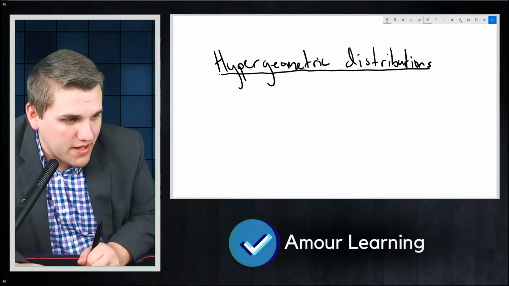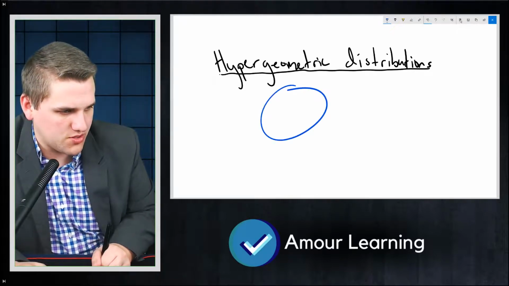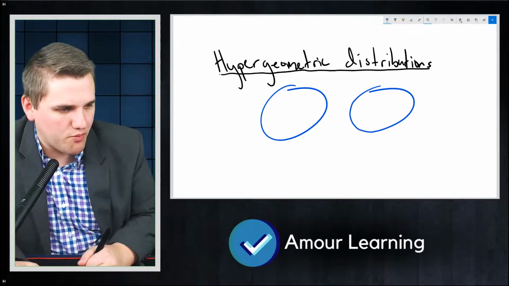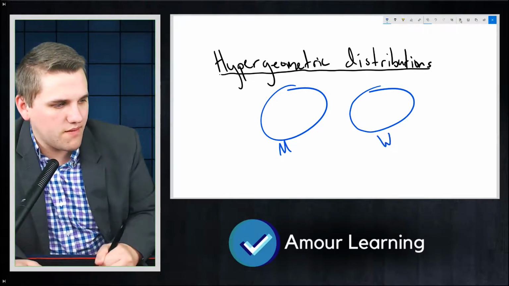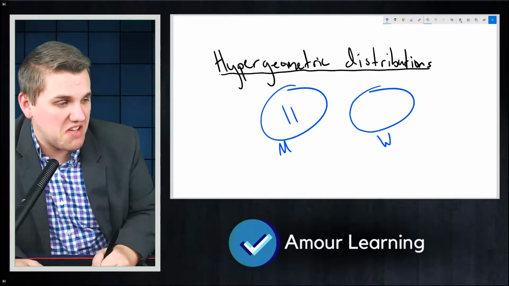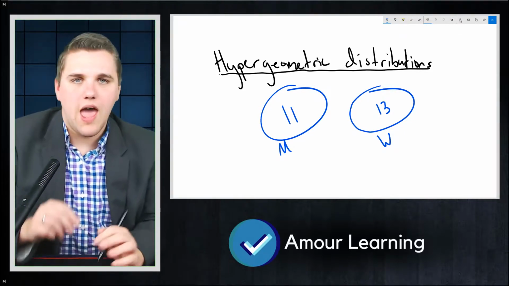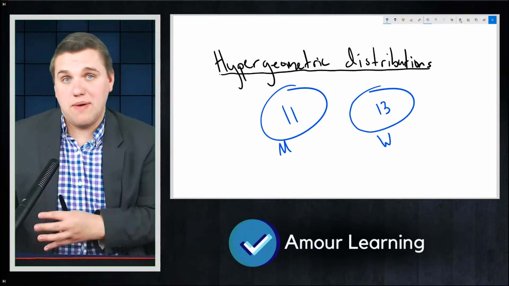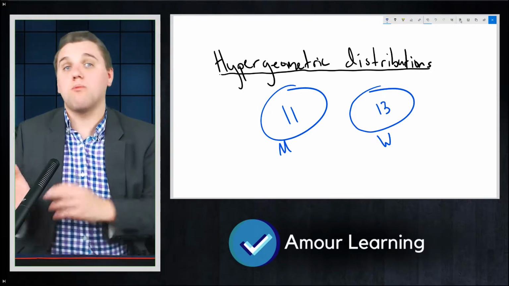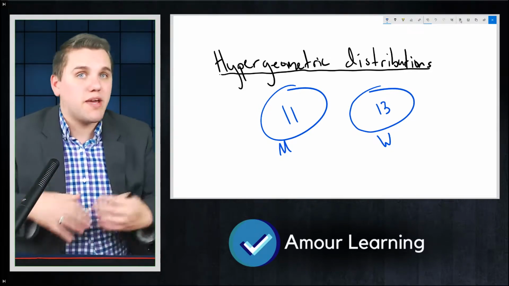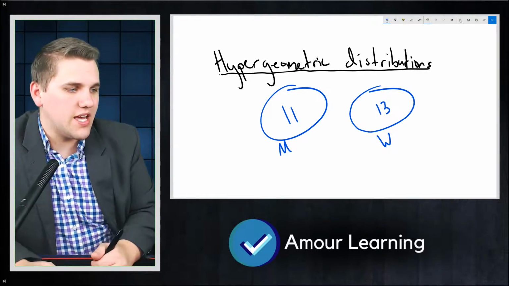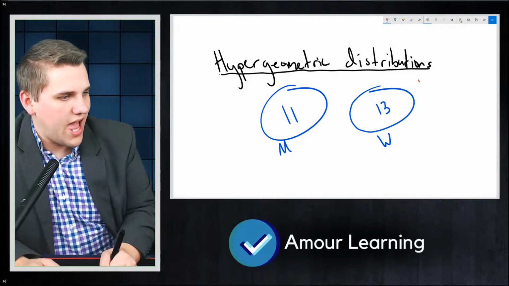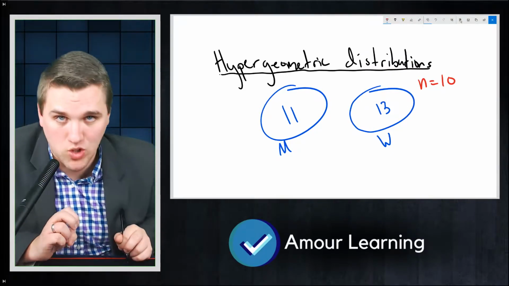hypergeometric experiments, we have two groups. Now, these two groups are separate from each other. Maybe we have a group of men and women. Let's say we have, for example, 11 men and 13 women. And the idea is we're going to pick some people from each group. Now, we might pick men, we might pick women. In this case, we are more likely to pick women than men because we have 13 women. And so the idea is we're going to pick a certain number of people. We're going to say n equals 10, meaning we're going to pick 10 people total.